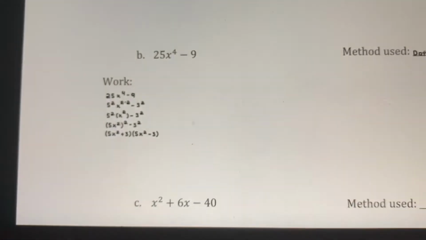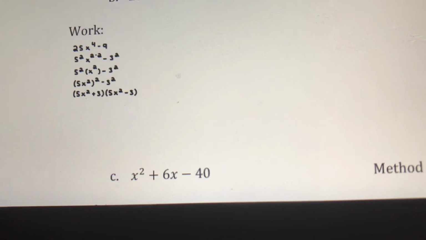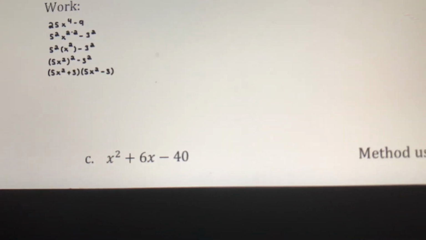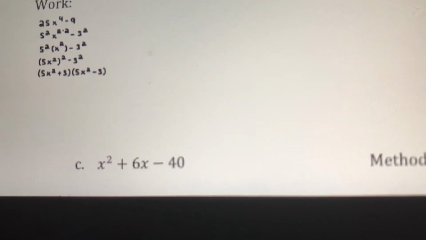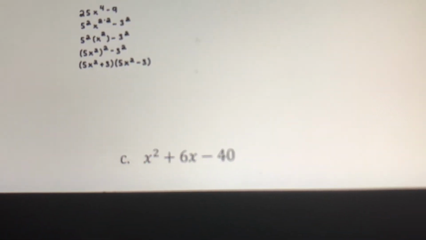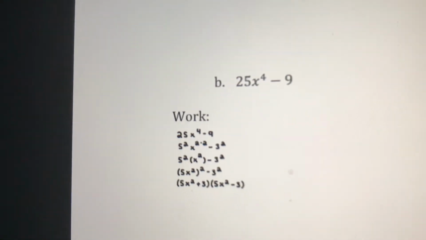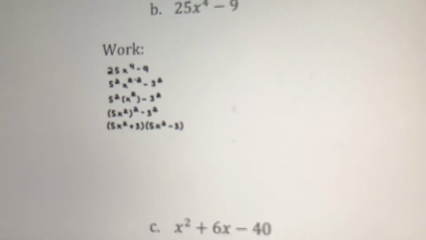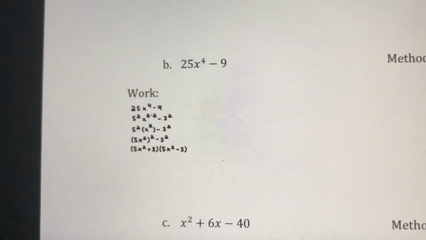For 1b, I used the dots method. First, you would have to rewrite your expression. Then you would have to write 25x to the 4th power and 9 in exponential form. After that, you would have to put x squared in parentheses. After that, you would have to multiply 5 squared and x squared. And then finally, you would have to factor in parentheses 5x squared squared minus 3 squared to get, in parentheses, 5x squared plus 3, and then in parentheses, 5x squared minus 3.